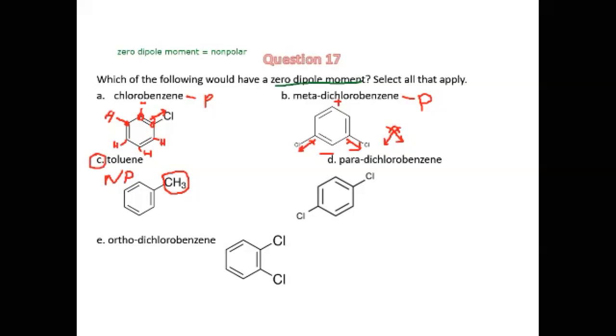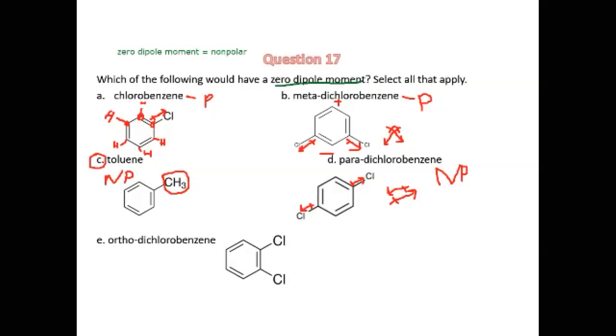Next, we go to para-dichlorobenzene. Again, we have this carbon-chlorine bond, and the dipoles point towards the chlorine because chlorine is more electronegative than carbon. So now if we overlap them, you see that the negative of one cancels out the positive of the other. So here these would cancel out, so this would be a non-polar molecule. And since it's non-polar, it would have a 0 dipole moment.